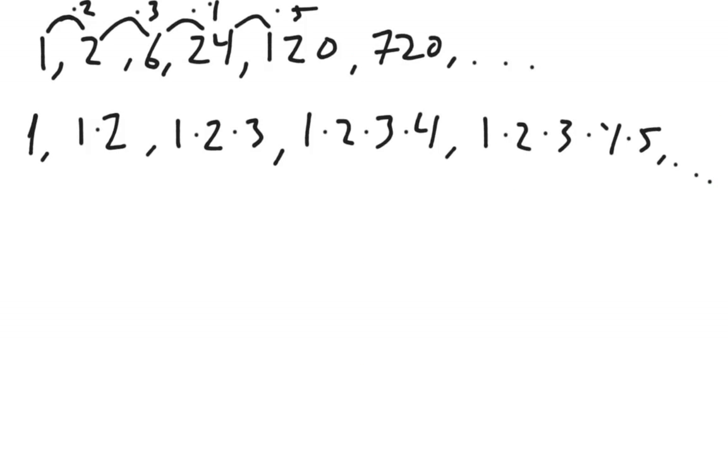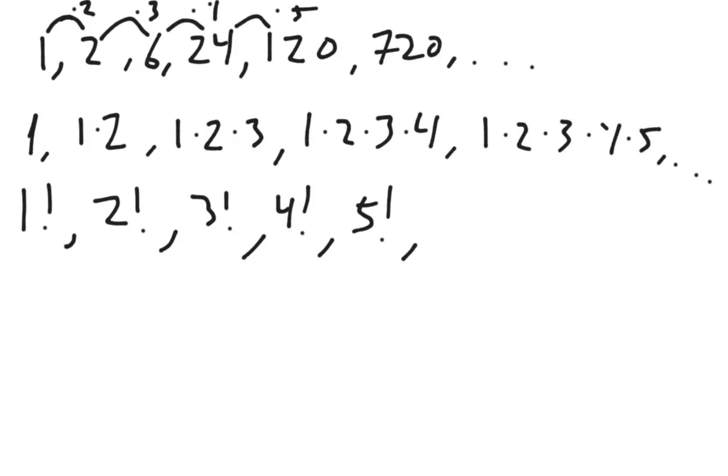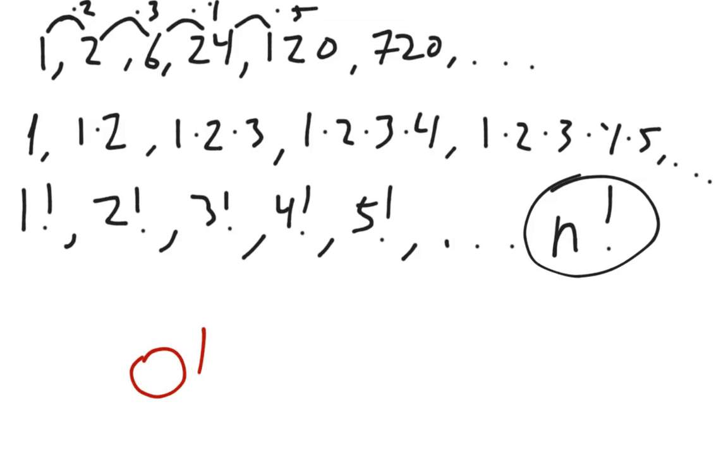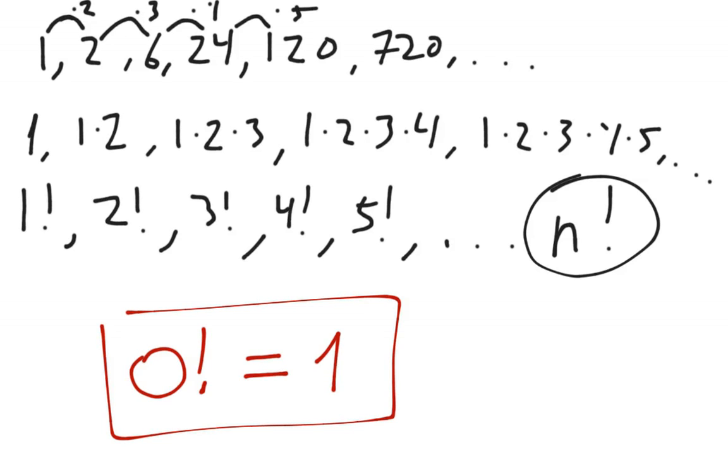If we go back to this original sequence, we basically have 1 factorial, 2 factorial, 3 factorial, 4 factorial, 5 factorial, etc. The basic term here is n factorial. And just a special note, 0 factorial is not 0. 0 factorial is defined to be 1, and we'll see why when we get later on into sequences and series, but 0 factorial is defined to be 1 to make things work out more nicely.